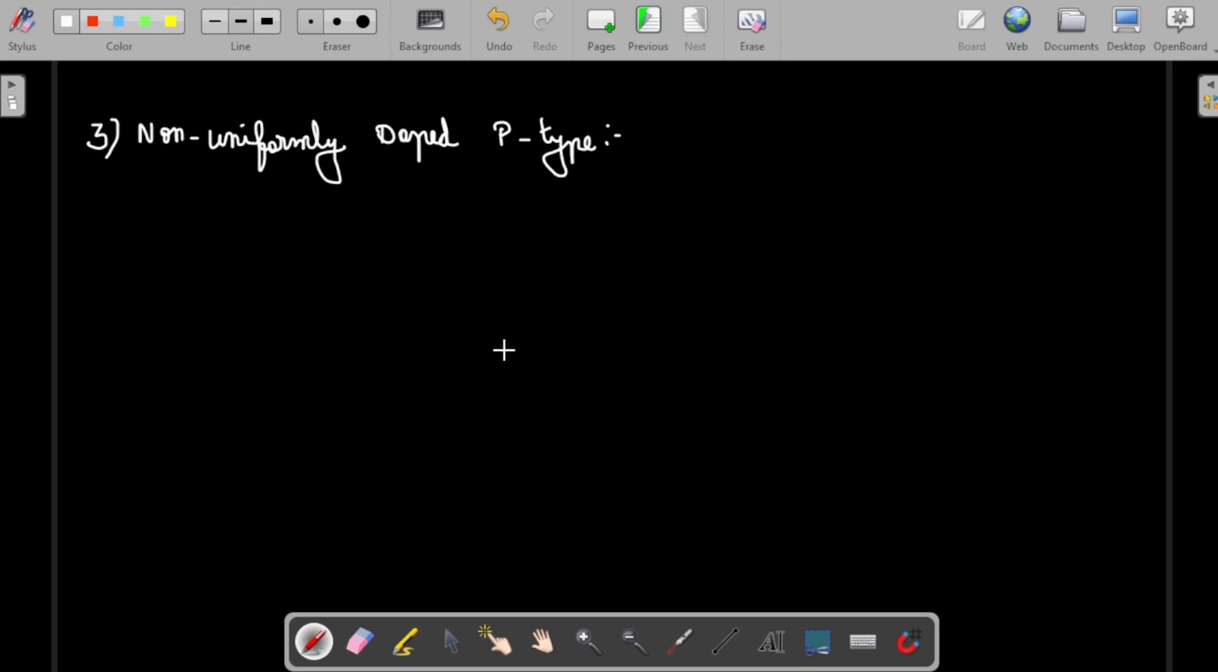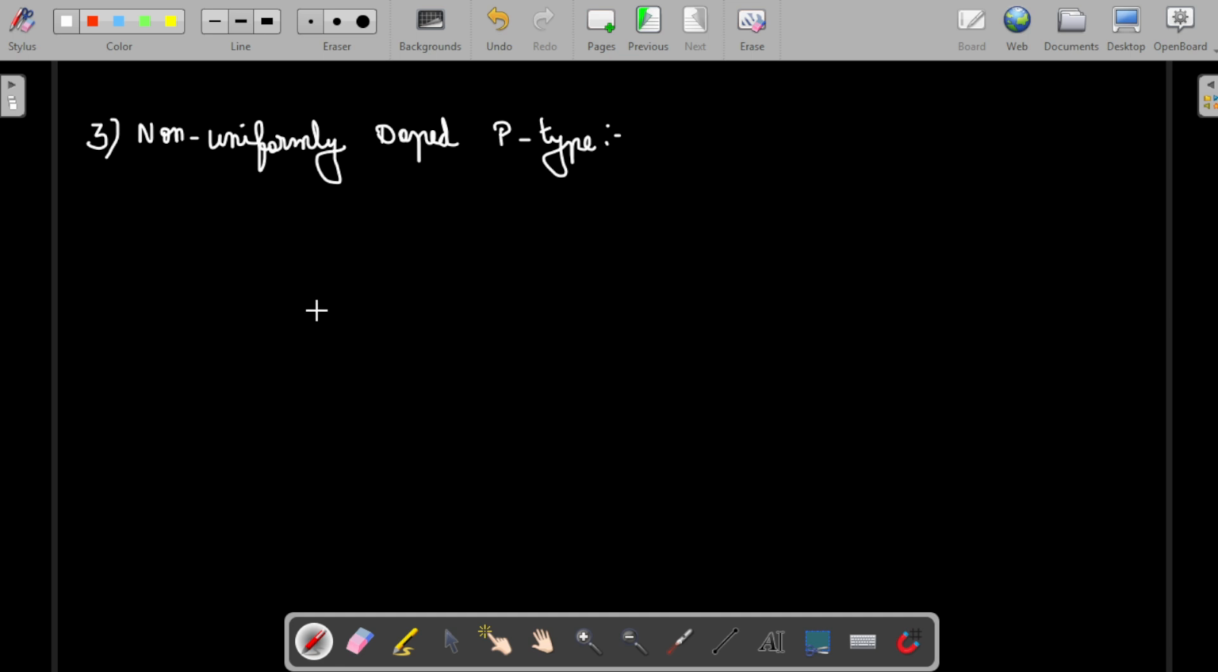So in this lecture, we are going to continue our understanding of uniformly and non-uniformly doped semiconductors. In the last class, we covered the uniformly doped n-type and non-uniformly doped n-type, where we came up with a formula to find the internal electric field that is built. Similarly, the same thing applies to the non-uniformly doped p-type.